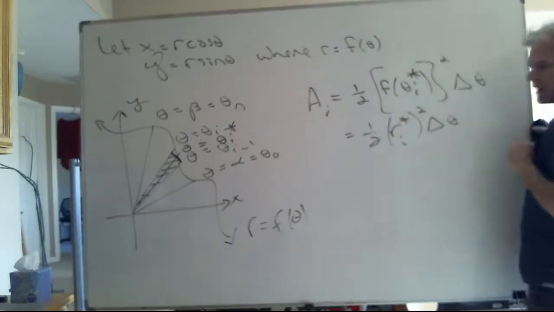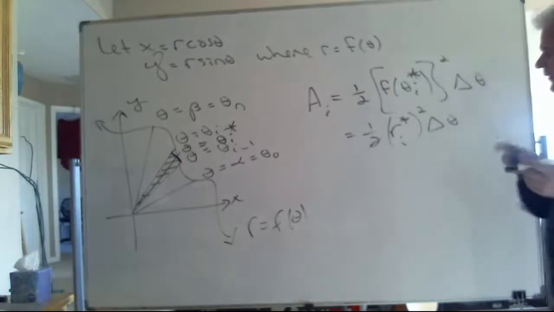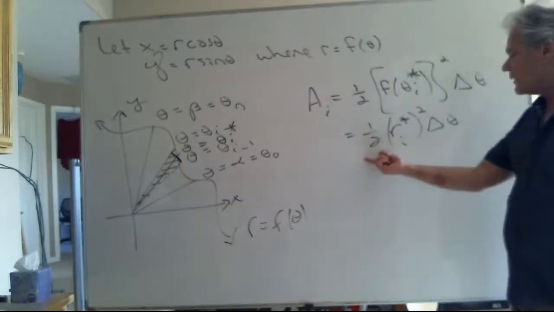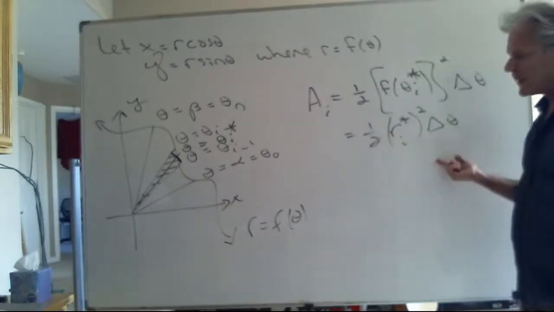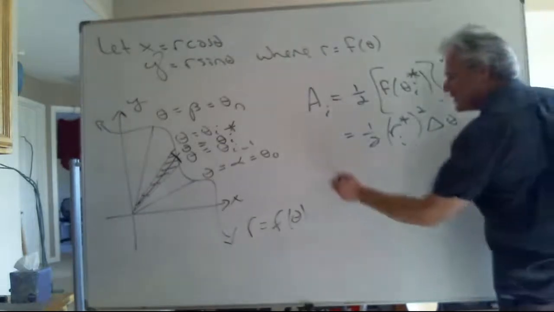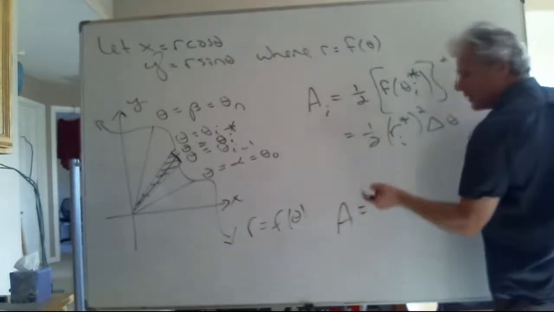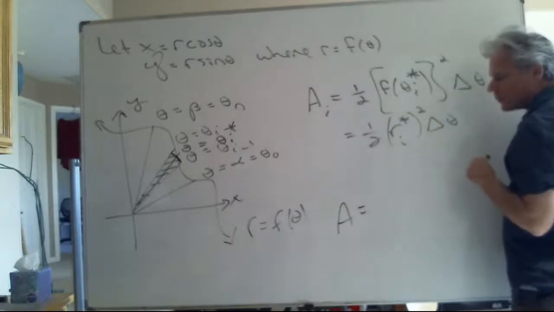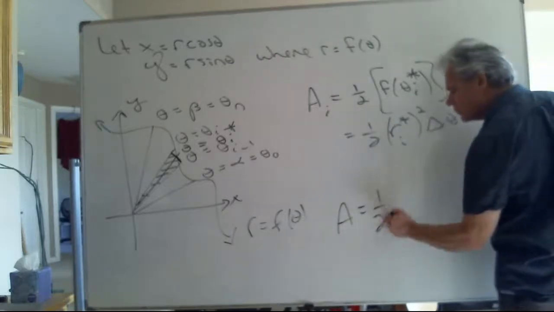Now, if I take a Riemann sum of this stuff and then take the limit, then the exact area bounded by this polar graph in the xy coordinate plane can be computed as such.